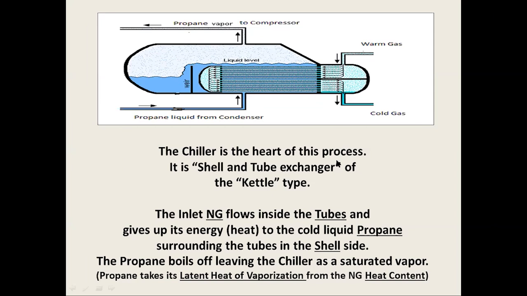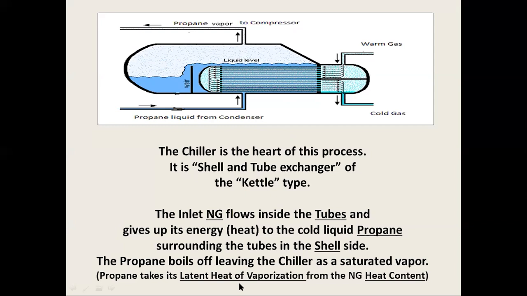It is a shell and tube exchanger of the kettle type. Inlet natural gas flows inside the tubes, I said that, and gives its energy and its heat to the cold liquid. So it provides latent heat of vaporization to the liquid propane in order to turn into vapor. So the liquid propane surrounding the tubes in the shell here boils off, leaving the chiller as a saturated vapor. It goes out as saturated vapor. It takes the latent heat of vaporization, I said that.